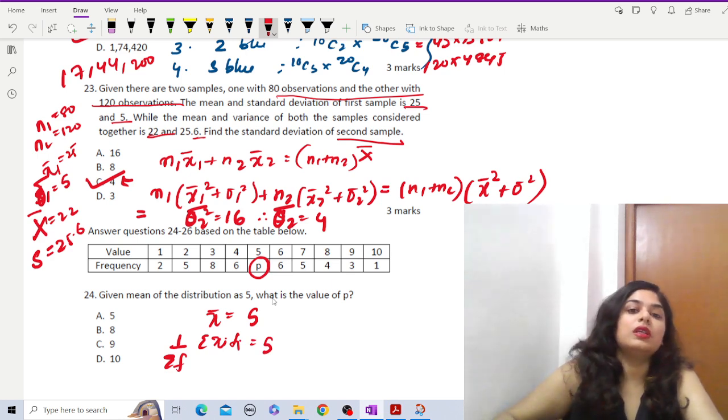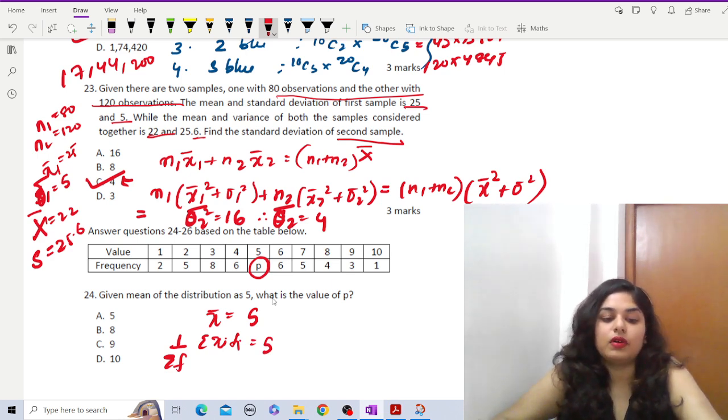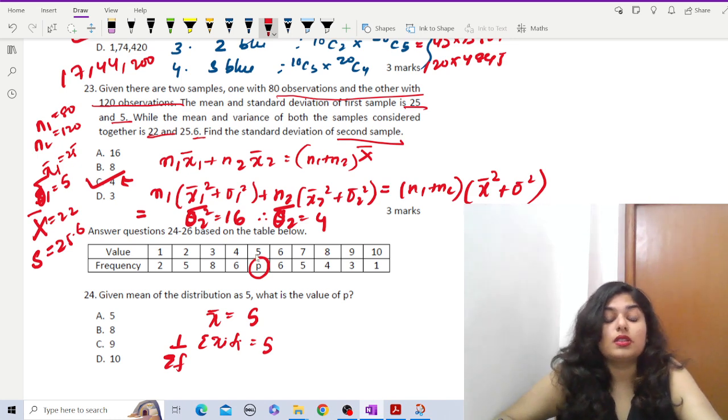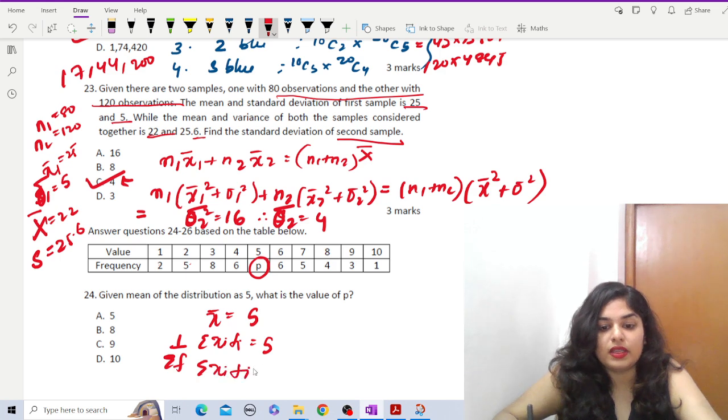Now in this we basically have to calculate it. So what is this? This is 2 plus 5, 7, and 8, and this. So summation xi fi is equal to 5 times summation fi.